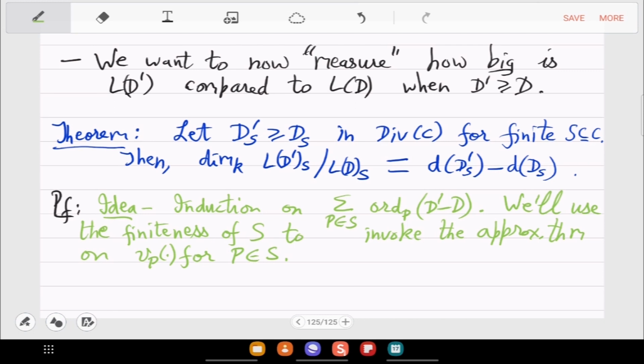So here actually the base case will be the hard case, the induction step will be easy. The base case is the case of a single point growth of D prime over D. So we'll do that later.